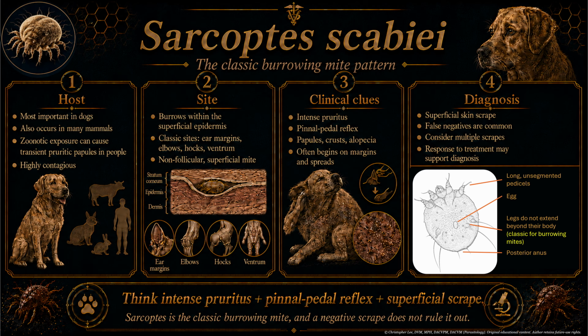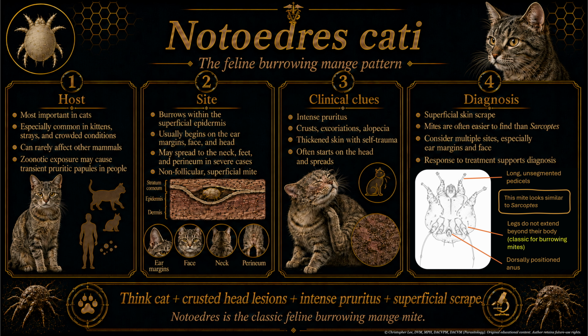Microscopically, look for a rounded body, short legs, dorsal scales, and in the adult female, long unsegmented pedicels with suckers on the first two pairs of legs. The parasite is tiny, but the itch is very large.